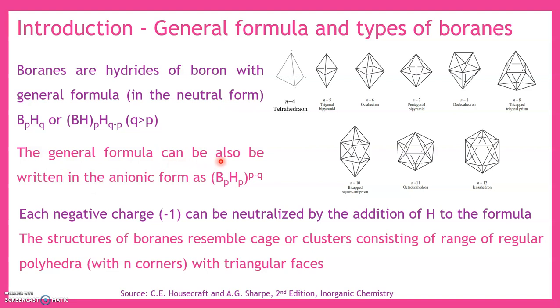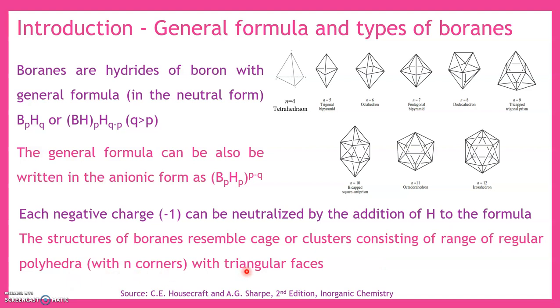Next, the general formula can also be written in the anionic form as [BpHp]^(p-q)... Now p minus q, since p is less and q is more, this quantity remains negative. So this can be written in the anionic form also. Each negative charge, that is -1, can be neutralized in the anionic form by the addition of hydrogen to the formula.